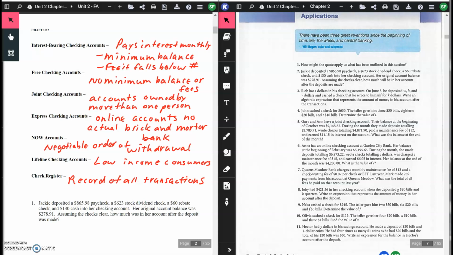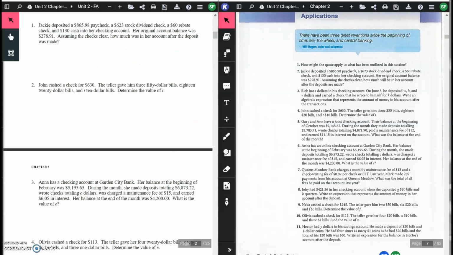NOW accounts are negotiable order of withdrawal accounts. Lifeline checking accounts: low income consumers have these types of accounts. And then a check register. This is a record of all of your transactions. So if you need to pause to copy anything down, now is the time to do that.